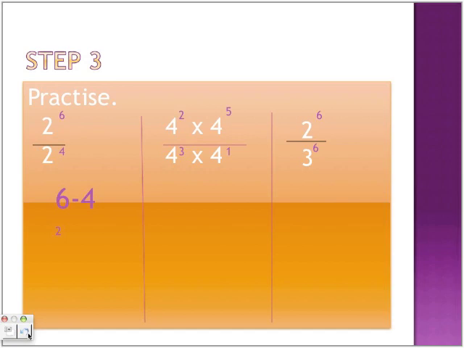So for the last step, we have practice, and you have 2 to the power of 6 over 2 to the power of 4. And then you subtract the exponents, so that's 6 minus 4, and 6 minus 4 is 2. So it's 2 to the power of 2, and then you're multiplying 2 by itself, and the answer is 4.